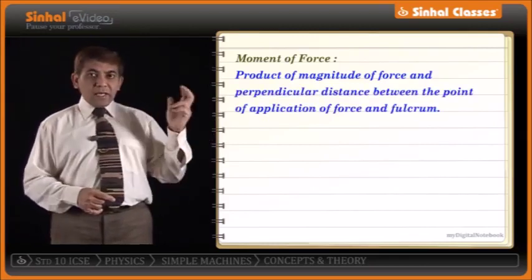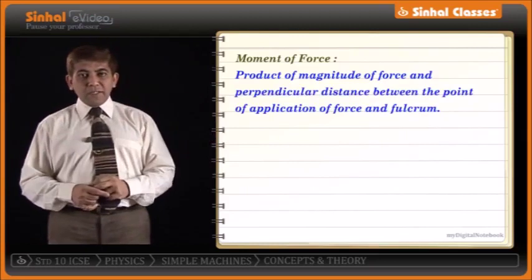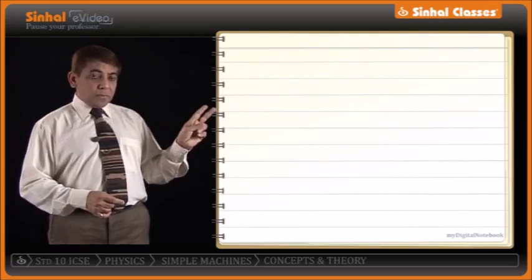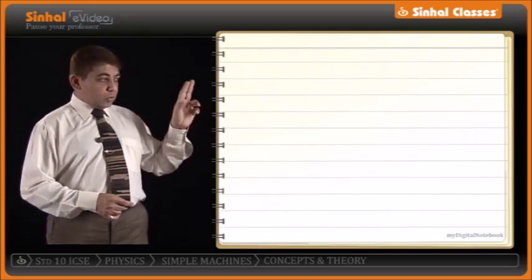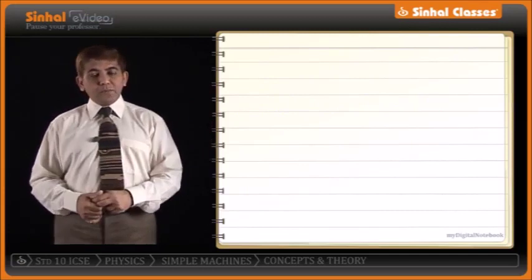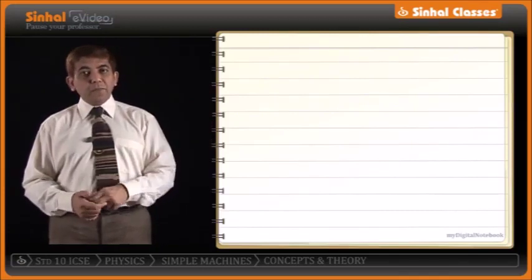So if I calculate the anti-clockwise moments and clockwise moments, we say for the law of moments that for a beam to be in equilibrium, the total clockwise moments is equal to the total anti-clockwise moments about the same fulcrum.